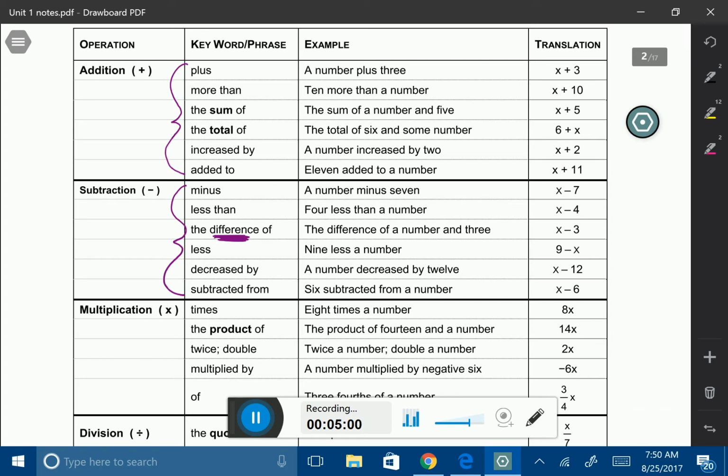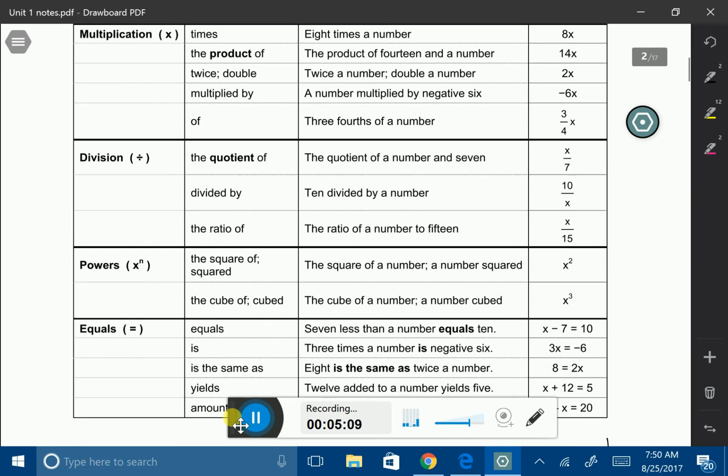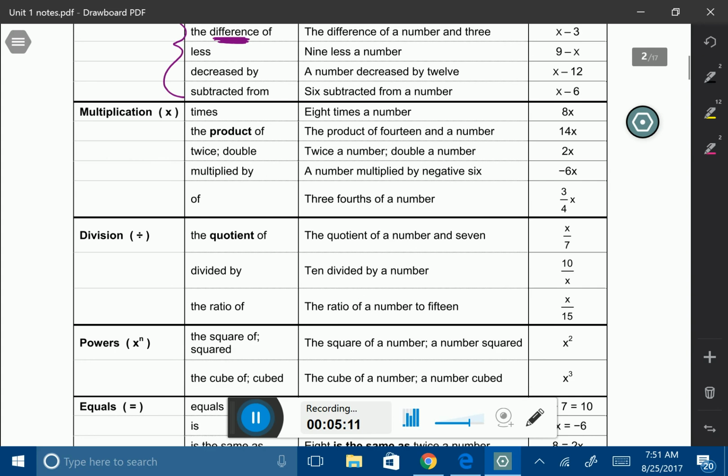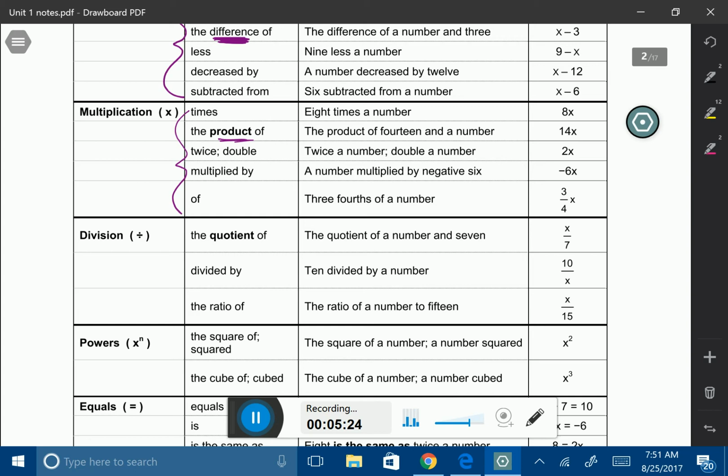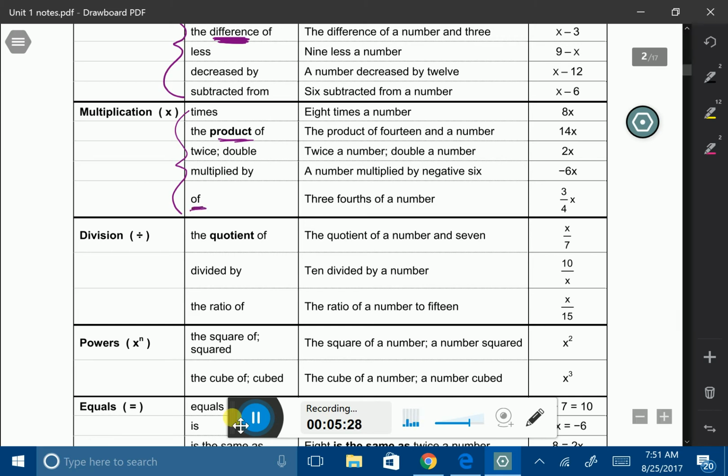Remember, at any time during these videos, feel free to just pause it and copy down these words in your notes. It's a great way to help you remember them. Okay, multiplication. Here are the most frequent ones we use. We use times, the product. Product's a big one. Twice, double, triple, quadruple, and so forth. Multiplied by, and of.